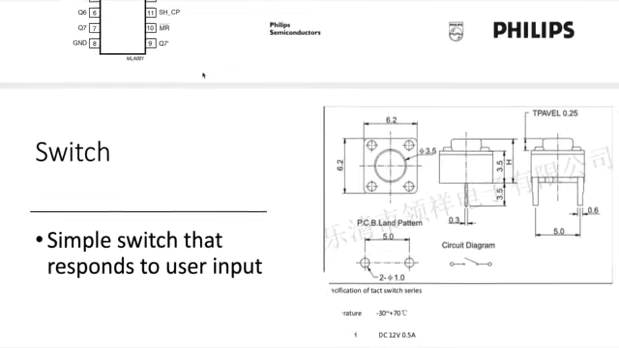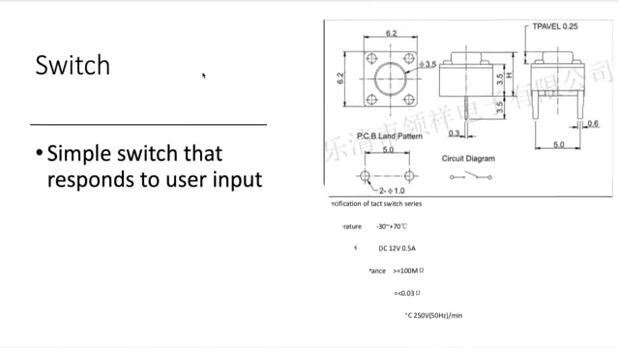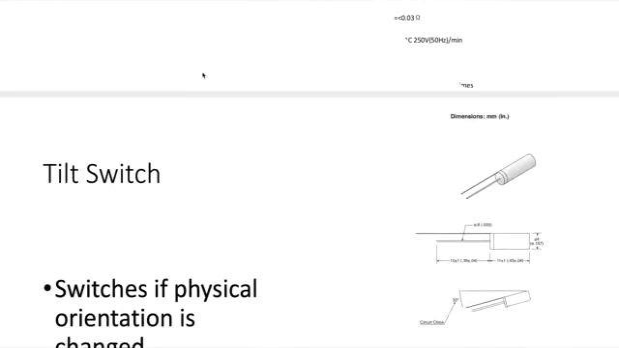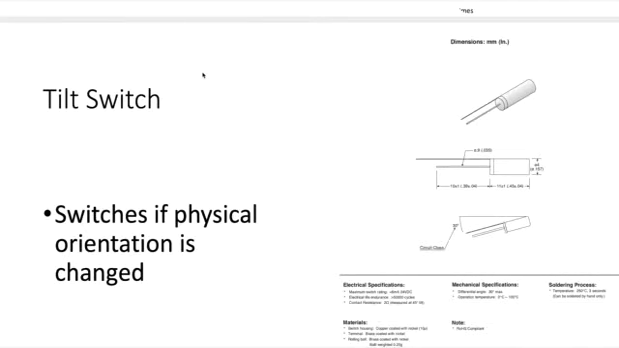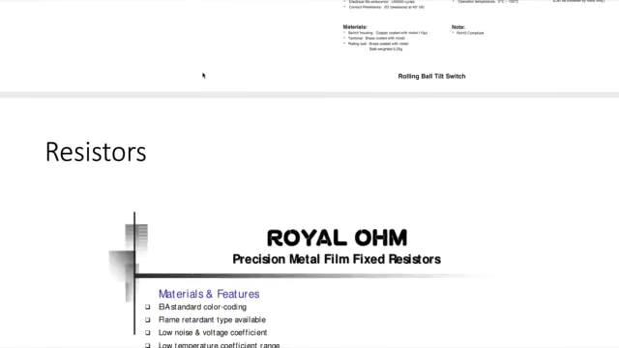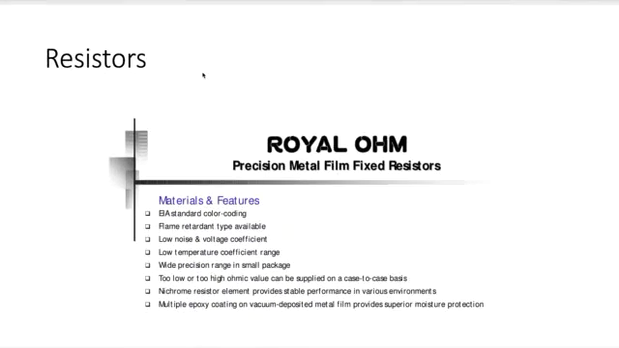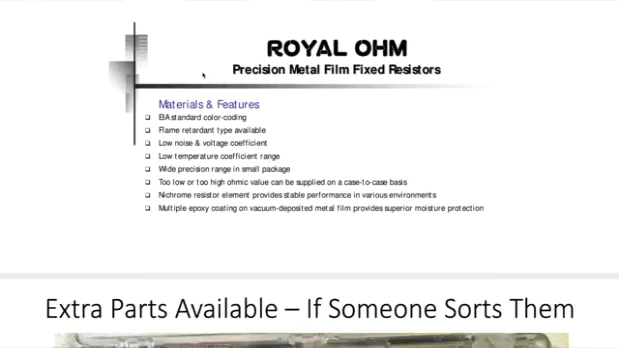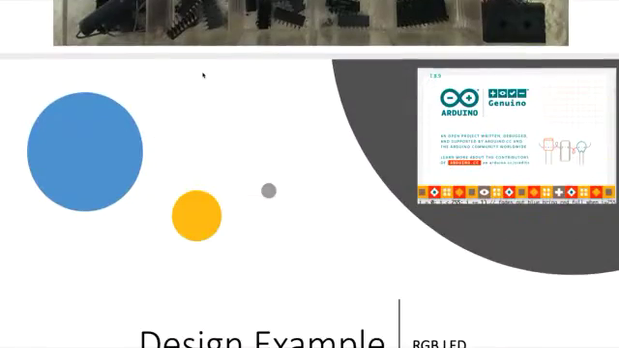You can have a switch so you can turn things on or off. That may be something that would be quite useful. A tilt sensor, if you change the angle and orientation, you're going to be able to sense that. And so that's what that device does. I mentioned briefly the resistors, and so you have a little bit of an idea of what's there.